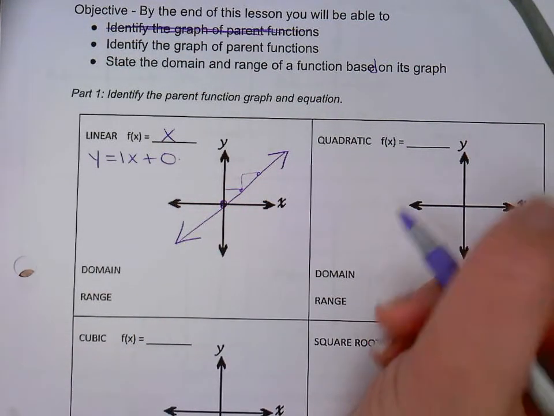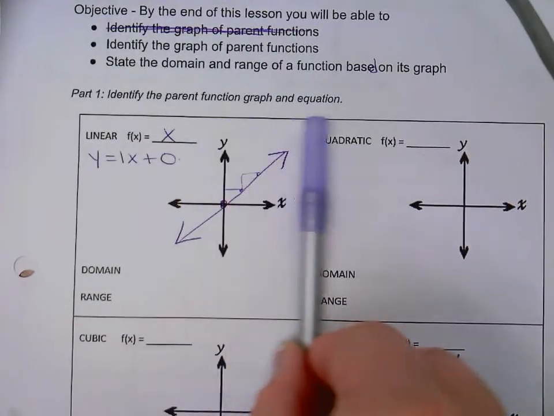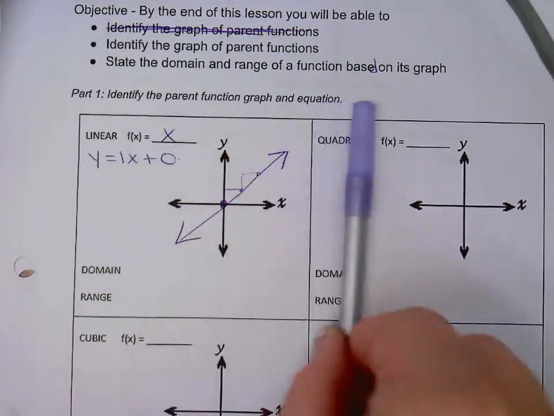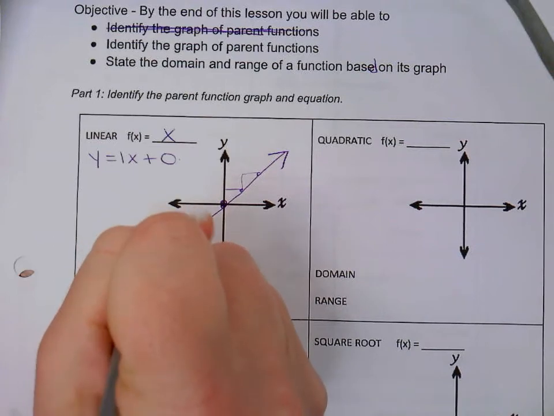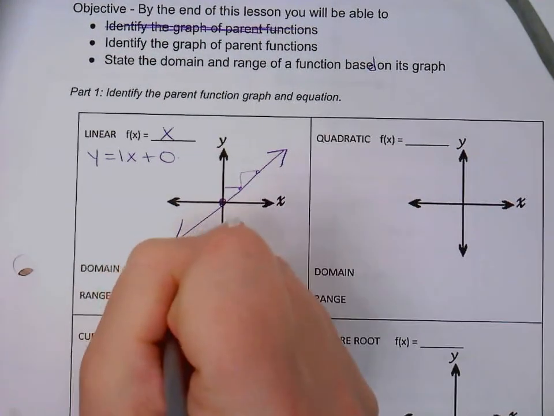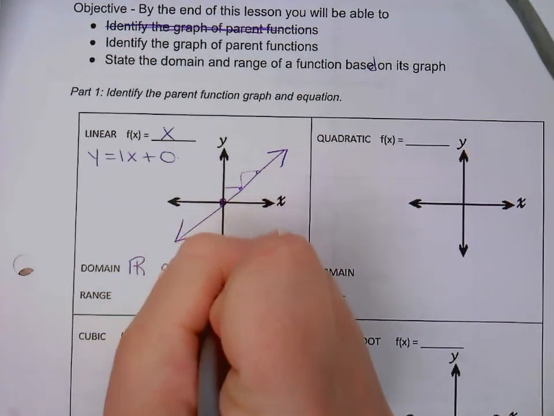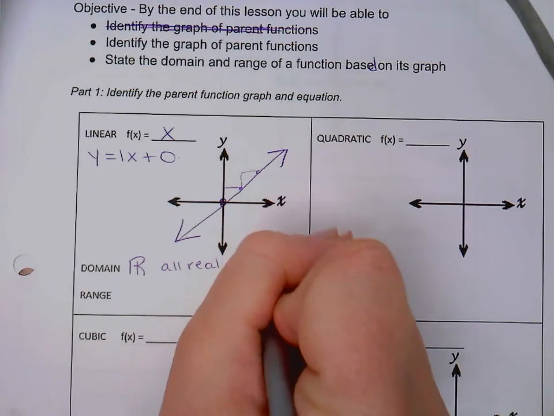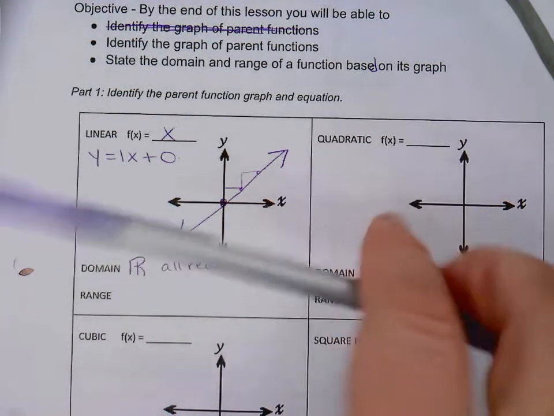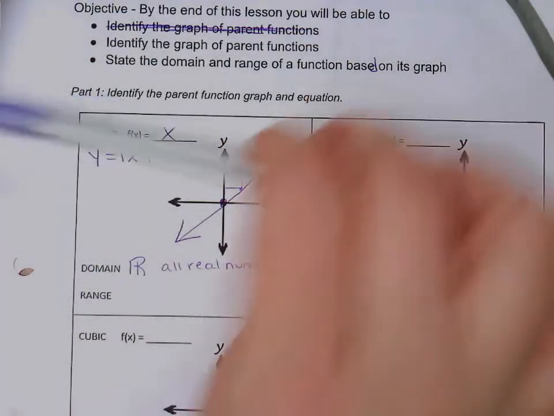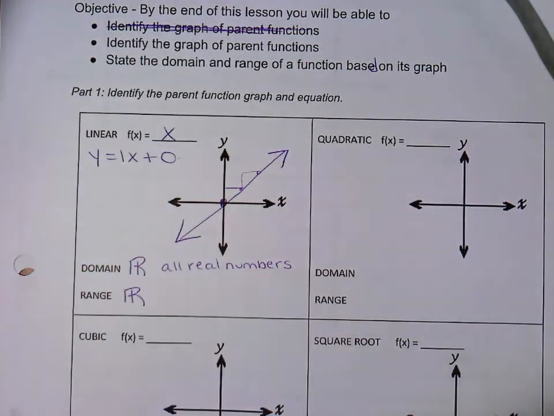Its domain, when I look to the left and the right, is going forever. So the domain is all real numbers. That's the capital R. You could also just write all real numbers if you prefer. And the range is also going up and down forever, so it's also all real numbers.